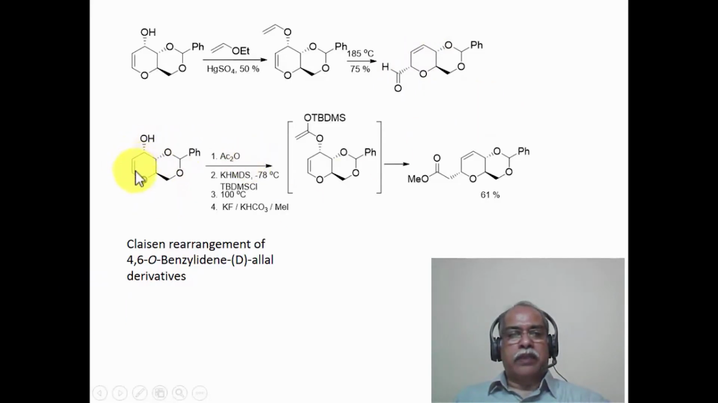initially, an acetate is prepared of this allyl alcohol. The allyl acetate is enolized and quenched with tertiary butyl dimethyl silyl chloride, giving the tertiary butyl dimethyl silyl derivative, which is a bulky protecting group, and when treated with potassium fluoride, desilylation takes place and the enolate is generated. The enolate is an accelerated system for the Claisen rearrangement, which undergoes 3,3 sigmatropic rearrangement with retention of stereochemistry at this place, same as the starting stereochemistry, resulting in the formation of a gamma delta unsaturated ester in this particular case in 61% yield.